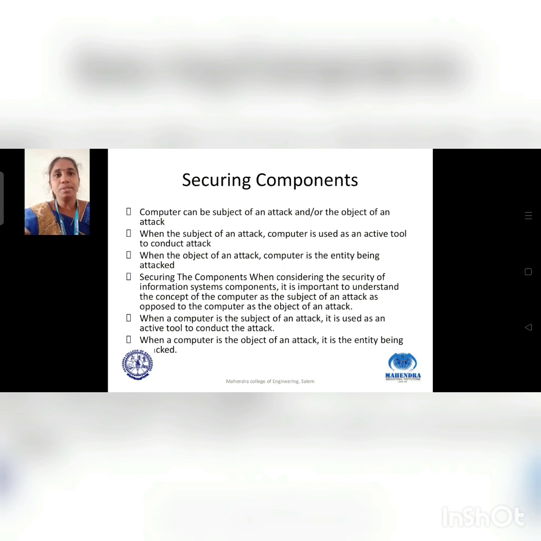Securing the components. When considering the security of information system components, it is important to understand the concept of the computer as the subject of an attack as opposed to the computer as the object of an attack. When a computer is the subject of an attack, it is used as an active tool to conduct the attack.